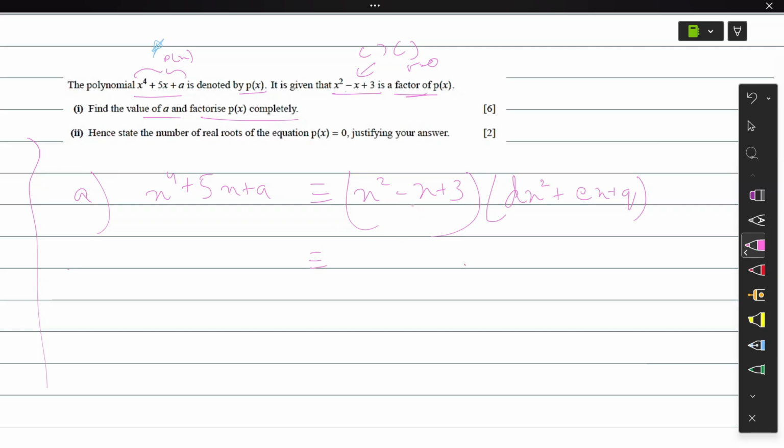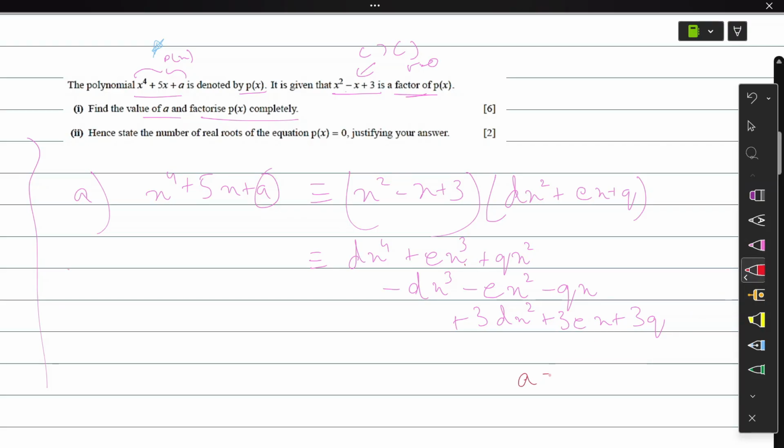Okay, let's compare. Multiply these: dx to the power 4 plus ex cube plus qx square, minus dx cube minus ex square minus qx. Then we have plus 3dx squared plus 3ex and plus 3q. So what do we need? We need to find a. A is a constant term, so we already know that a is exactly equal to the constant term 3q. So a equals 3q.